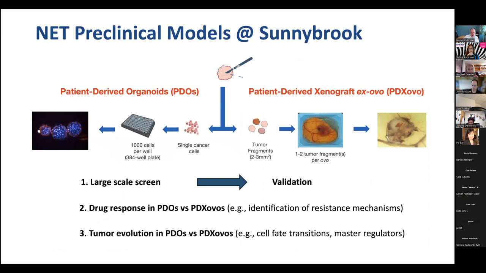Obviously, for us now, we have both platforms running, and these are some of the questions we're interested in understanding when it comes to drug treatments. I think definitely the PDOs, organoids, are the way to start. But what's very exciting for us now is to try to do some validation using these xenograft models, using the patient samples. And of course, the question is: is there a different drug response in the organoids versus the xenografts? Can we identify resistance mechanisms? And also, what's the tumor evolution when you do drug treatment? Do we have cell-fate transitions? Do we have master regulators, and all this?